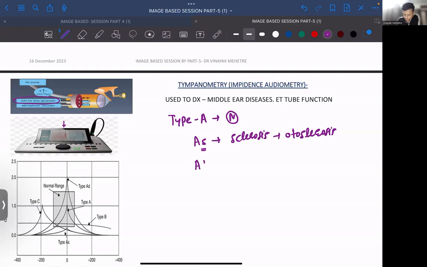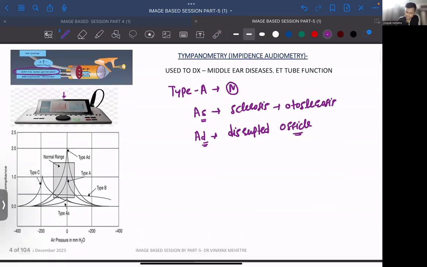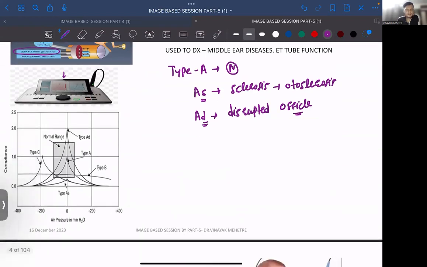AD. D stands for disrupted ossicle. इसका मतलब क्या हुआ? Damage to the malleus, incus and stapes, right? Fracture, damage, right? ये थे type A. Then comes B, type B.